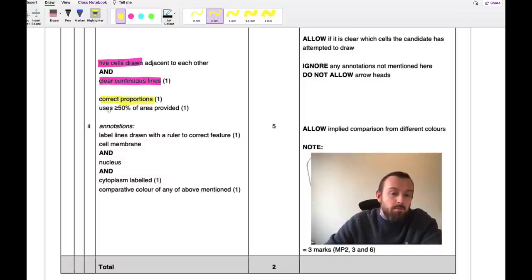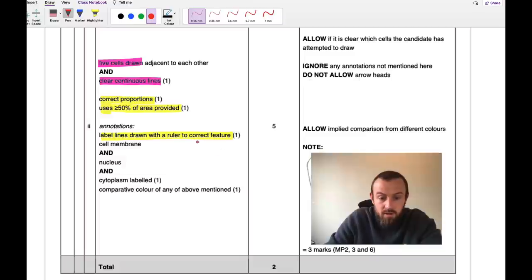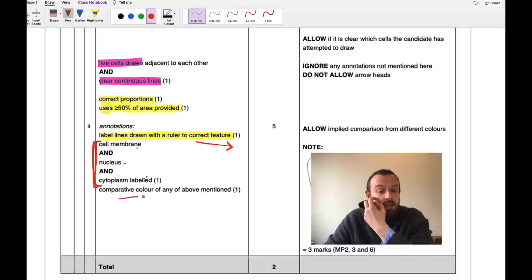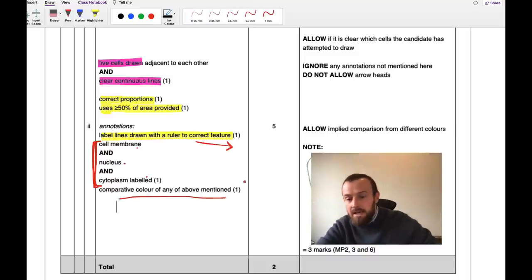So that's one mark. Using the area, 50% of the area is a mark. And then for the annotations, you get one mark for the actual lines drawn with a ruler to the correct feature. I'm not drawing this with a ruler, but it needs to be a straight line with a ruler. You don't want to have an arrowhead like that. That loses you the mark. And then the final mark is having labeled, so there's one more, isn't it? The penultimate mark is having labeled not one, not two, but all three of those things. And then the last mark is any color mention, like darker staining, light staining.